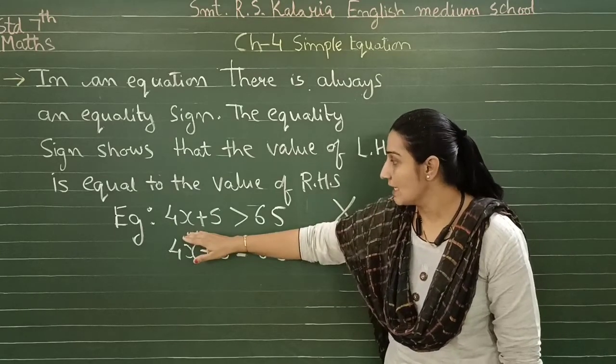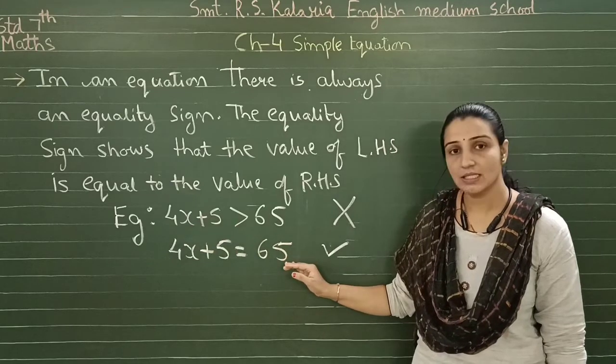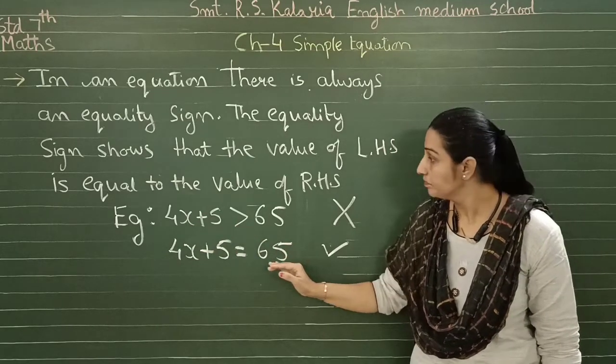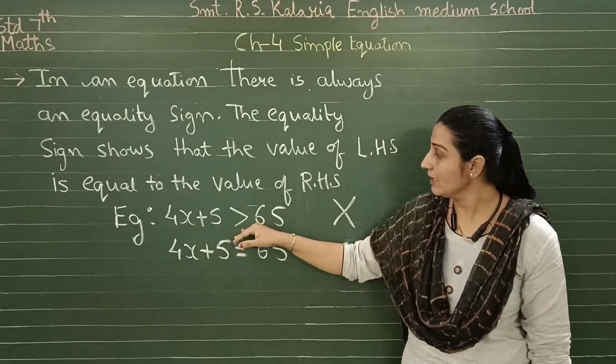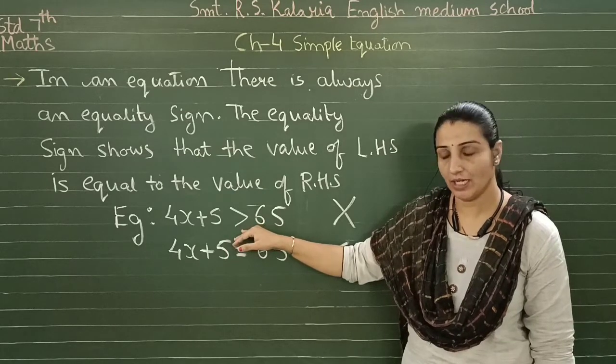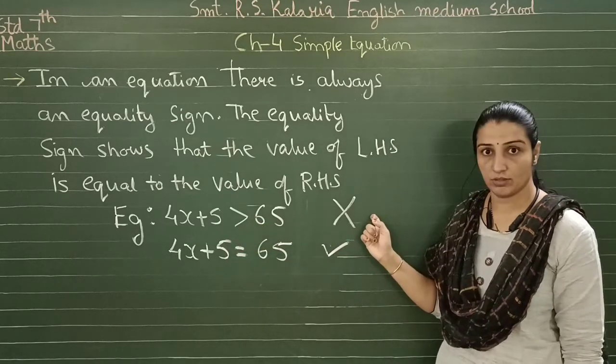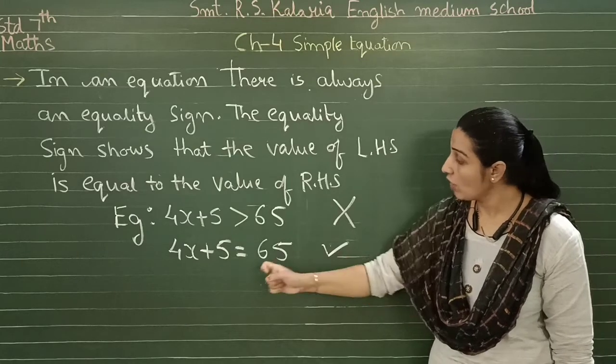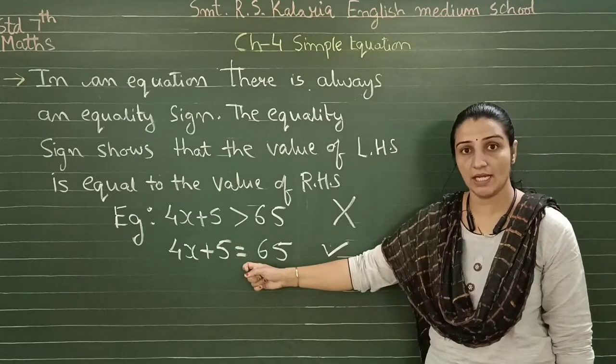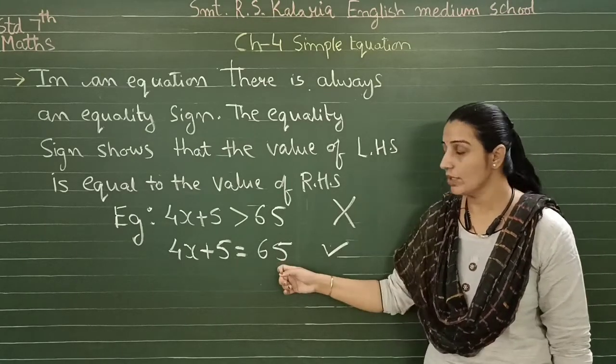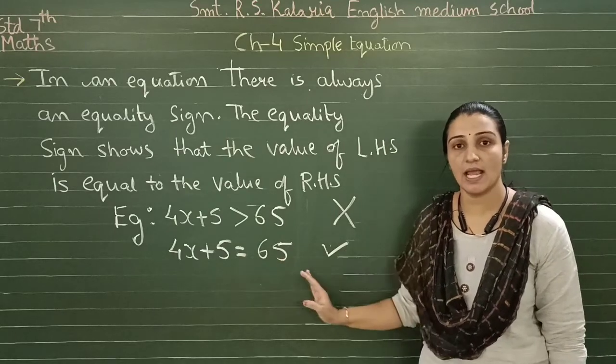This side is left hand side, this is right hand side. Here you can see that there is a symbol of greater than. So this is not our equation. Equation will always have an equal to sign and it divides the sum into two parts, that is LHS and RHS.